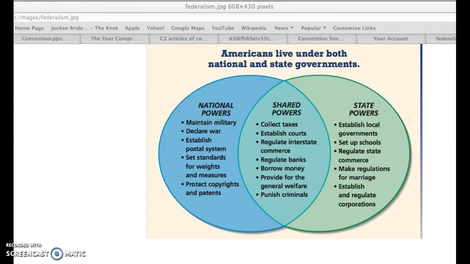But this idea that the federal government can have power as well as the state government, this is what makes our country successful. And this idea of federalism was a major idea that was discussed at the Constitutional Convention.